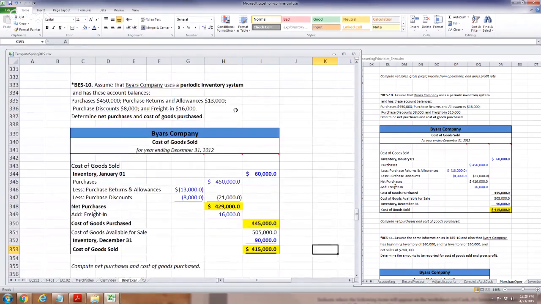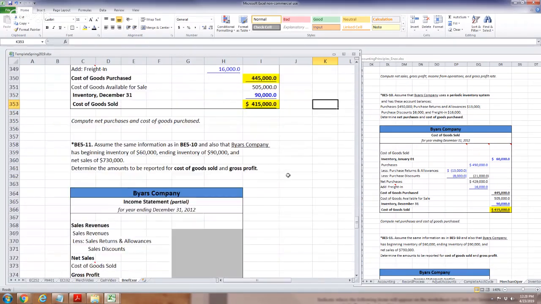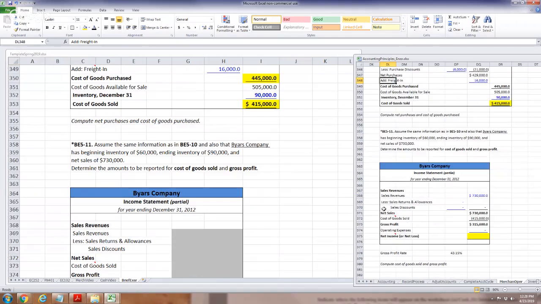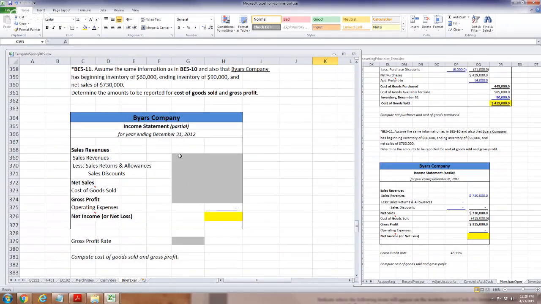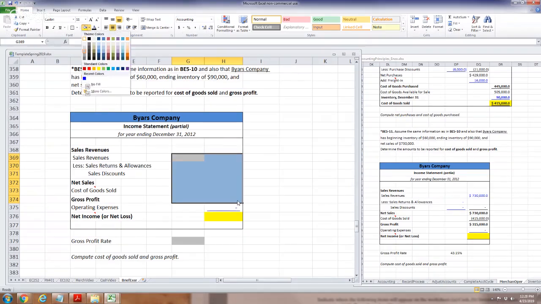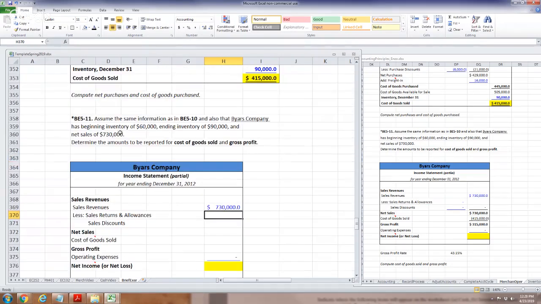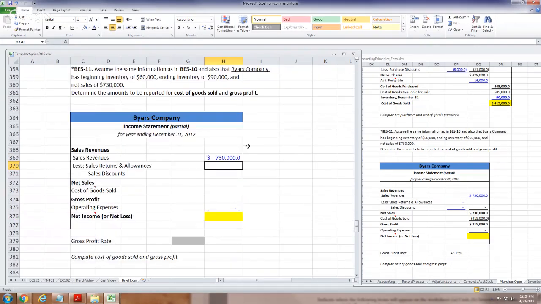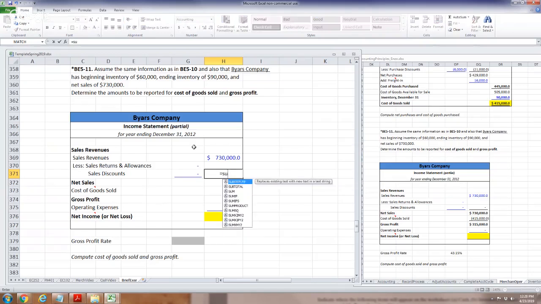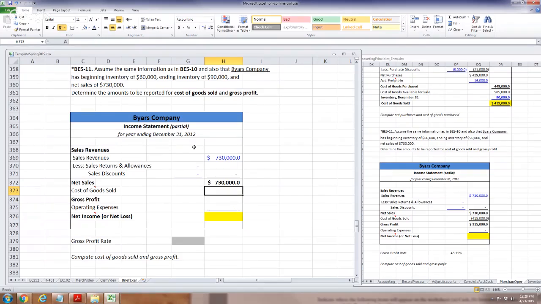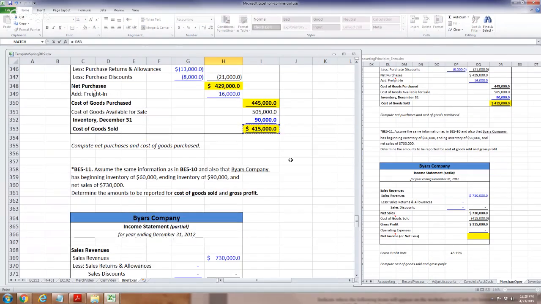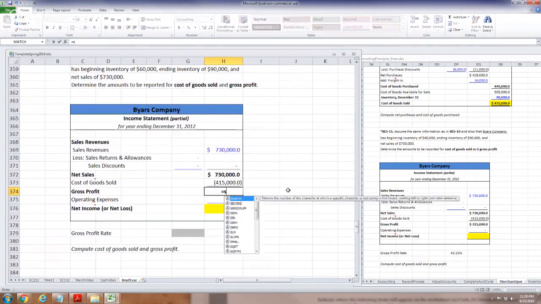This was for 10, and again, the periodic inventory system. Because you have the ending and the beginning inventories, and now you have net sales also, you're going to start plugging into your partial income statement. So sales are 730, which is right there. Again, sales discounts, not purchases, but sales discounts and all that stuff. Equals this plus that. Now, of course, cost of goods sold, negative right there, the 415. Equals. So there's a lot of work to get there.